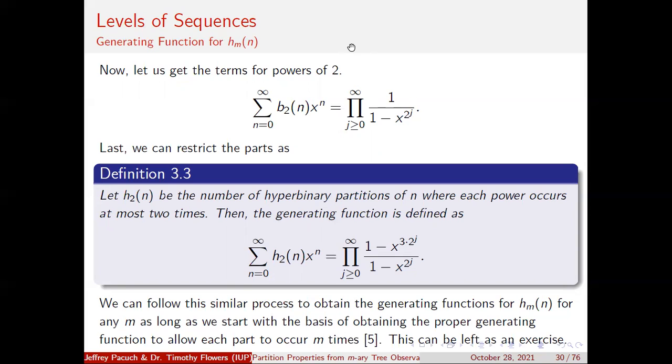So let me check the chat real quick. There is, okay, that's okay. I thought there was a comment or a question.